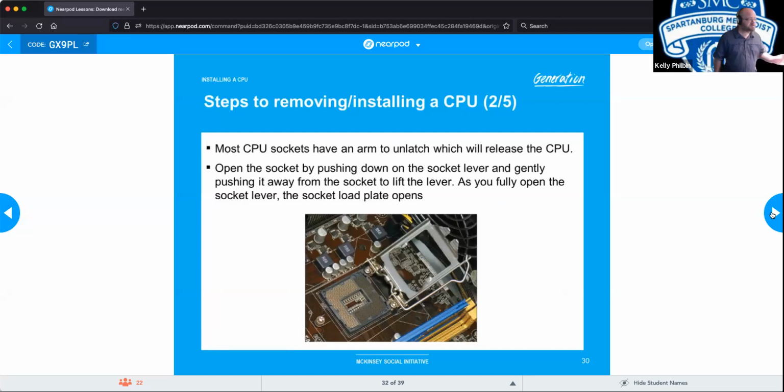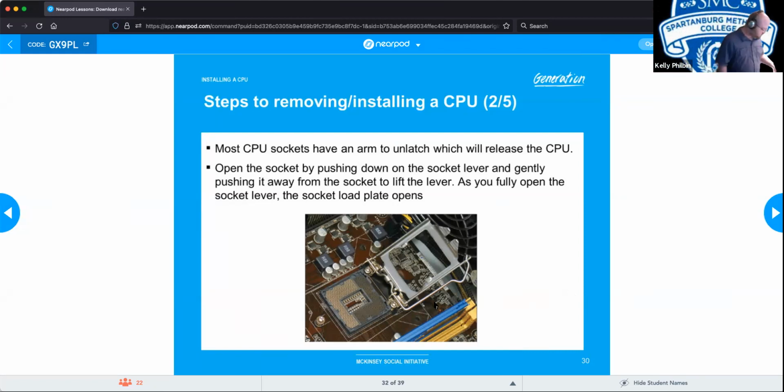Now you've got everything exposed, you're ready to remove the CPU. CPU sockets tend to have a latch or an arm that holds the CPU down firmly onto the socket. You want to make sure you undo that to release it, open up that cage, and then open up the socket, pushing down gently, and it should release to fully open.